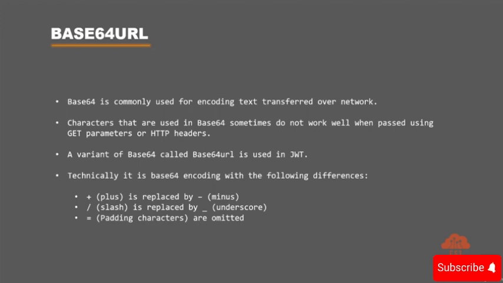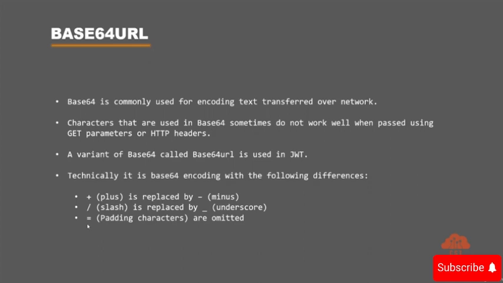Those differences are: in base64, you will see plus. In base64 URL, the plus is replaced with minus. Similarly, slash is replaced with underscore. And it is very common to see a padding character like this in base64 encoding. You won't see this padding character in base64 URL encoding because these padding characters are omitted. So these are the only differences that you see between base64 encoding and base64 URL encoding.